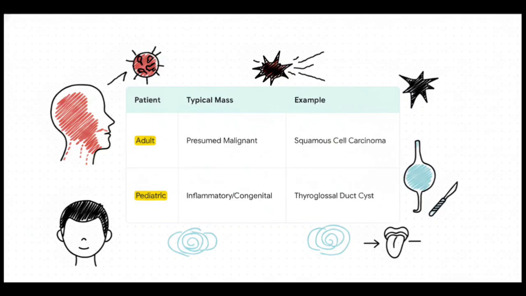If it's an adult, you presume it's malignant, most commonly metastatic squamous cell carcinoma from a primary tumor in the oral cavity, pharynx, or larynx until proven otherwise. Pediatric masses? Totally different story. They're typically inflammatory or congenital. A classic pediatric example is a midline thyroglossal duct cyst. You know, the one that famously moves when the child protrudes their tongue? That one requires the Sistrunk procedure for definitive removal.